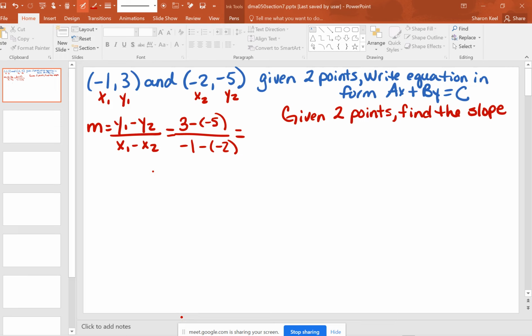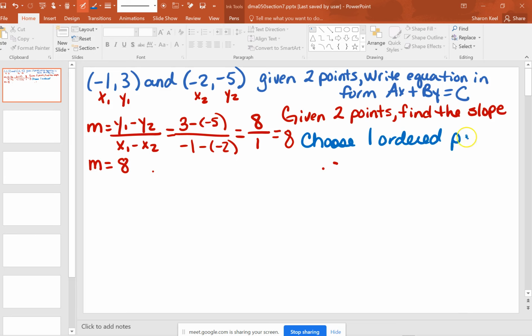That's not a negative, y'all. Excuse me. That's my equals. It's not a negative. It's just a 3. So 3 minus negative 5 is going to give me a positive 8. And then negative 1 minus negative 2 is going to give me a positive 1. And 8 divided by 1. So at this point, I know my slope is a positive 8. So when you're given 2 points, you find the slope. Then I want you to choose one ordered pair.